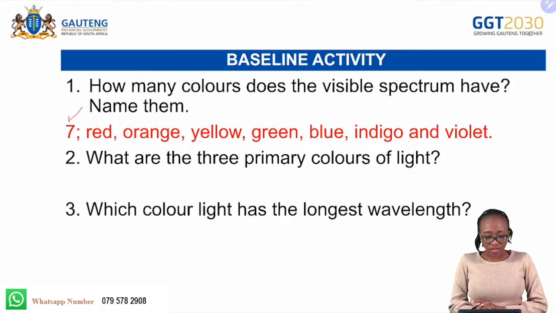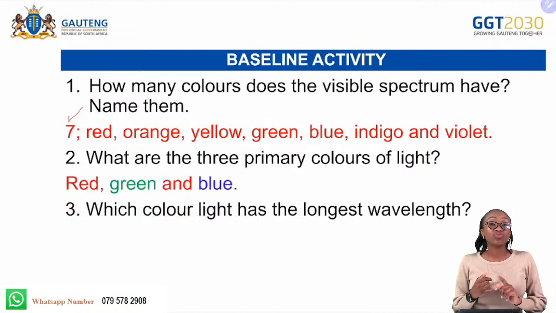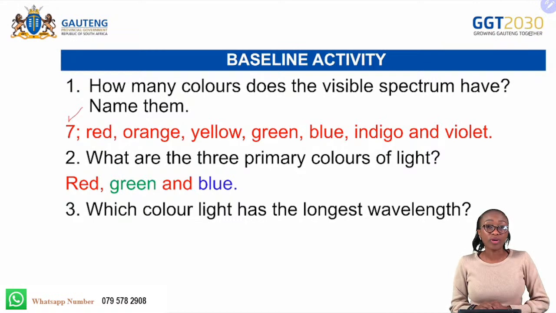The second question. What are the 3 primary colors of light? A clue is that the 3 primary colors of light are also included in the first 7. So what are they? Let's see if you remember. It is red, green, and blue. Those are the primary colors. If you wrote that, you can give yourself a mark.